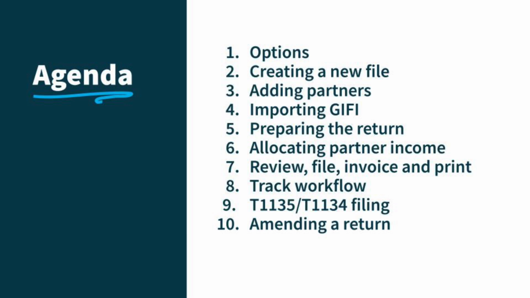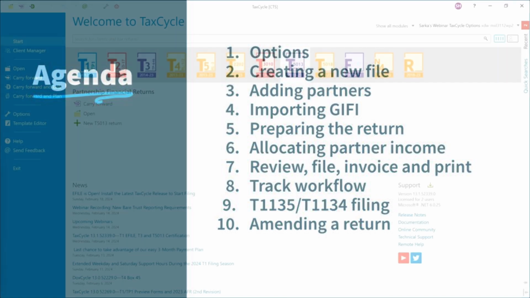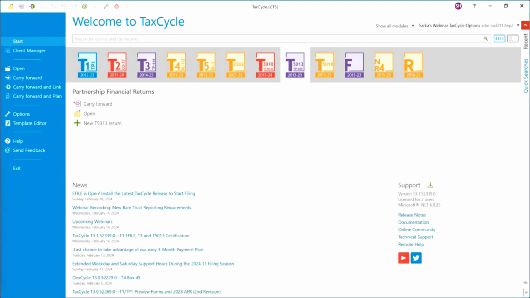We're going to talk about reviewing the file, invoicing, which is now available in T5013, printing, tracking workflow, T1135, and new this year, T1134 filing options in T5013. And then we'll circle back to amending a return. So we will hop into TaxCycle now.